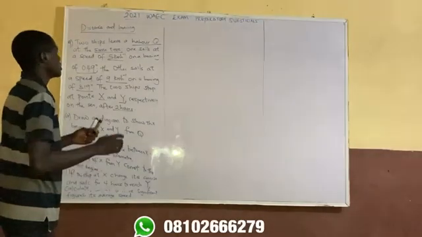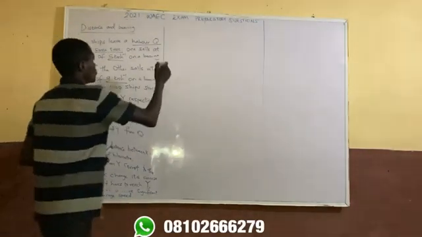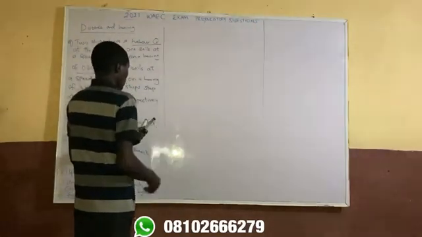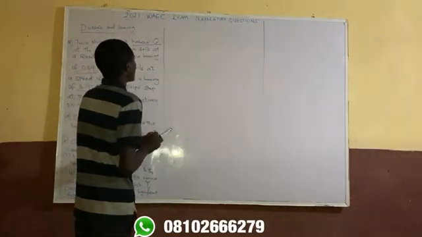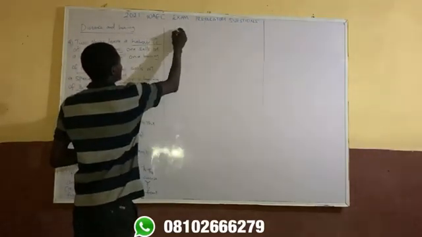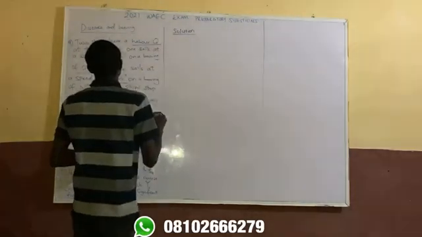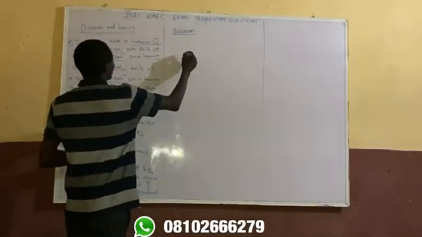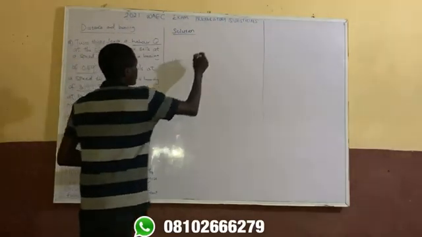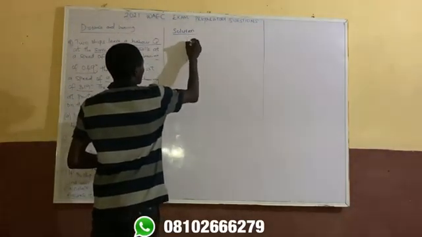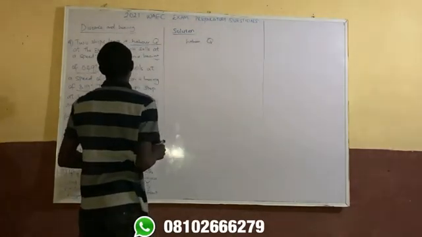Now, how do you go about this? First, list the parameters given in the question. Solution. We have two ships leaving harbor Q. It means that they leave from the same location, harbor Q. This is very, very important.